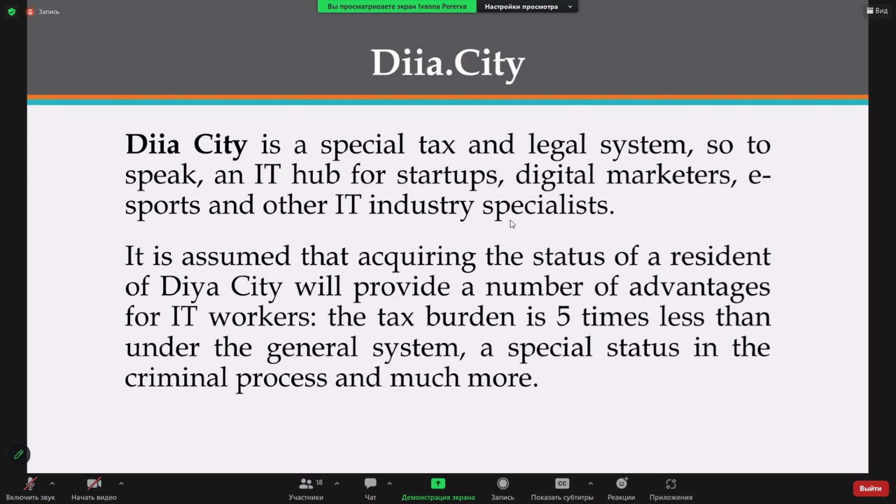But to use the benefits of such a system, you should be a resident of DSCT. And in this case, you will have this special legal status. As I told you, some special taxation and liberalization of your labor relations.